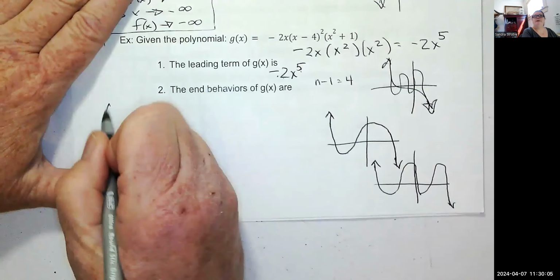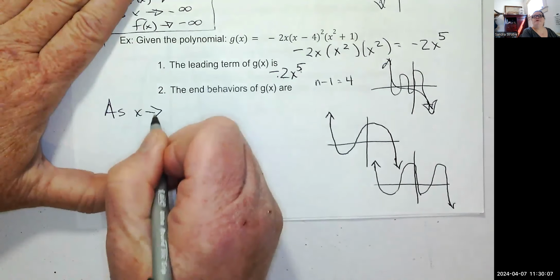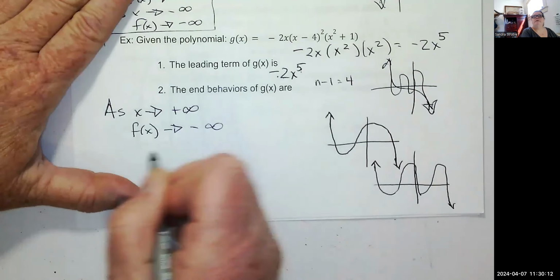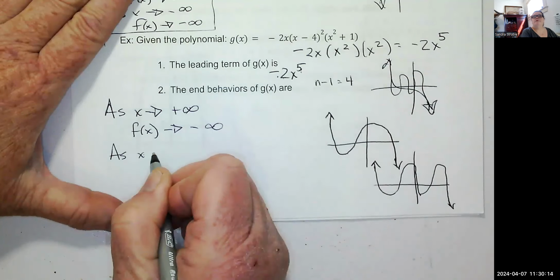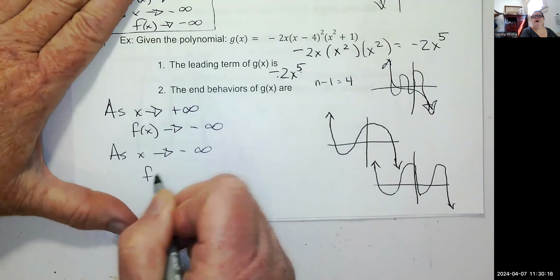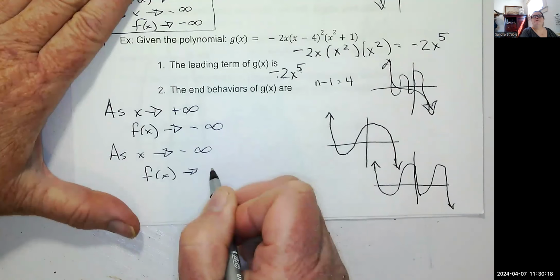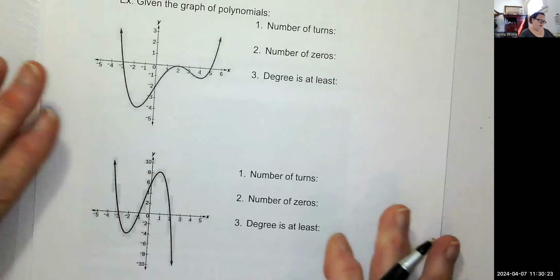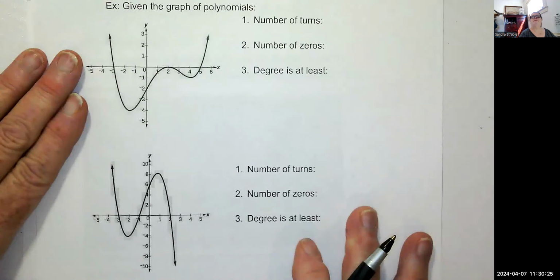So our end behavior, as x approaches positive infinity, f of x is approaching negative infinity. As x approaches negative infinity, f of x approaches positive infinity. Let's look at these 2 graphs.